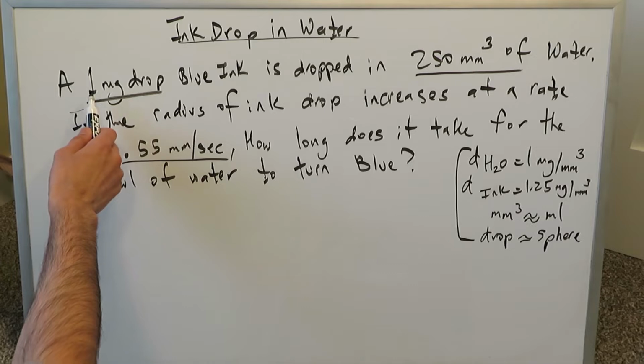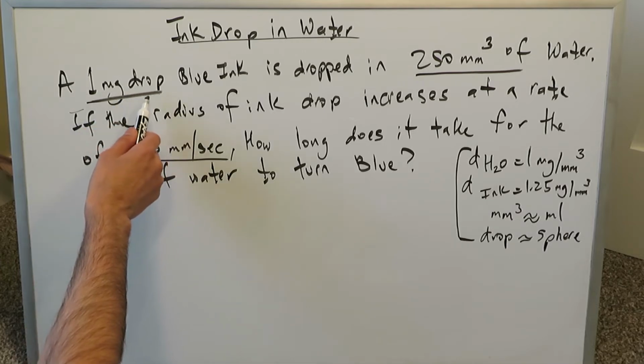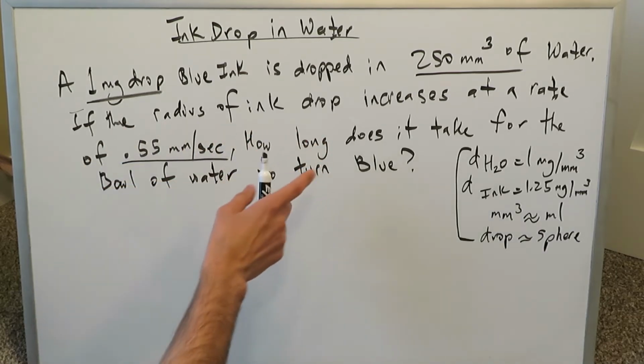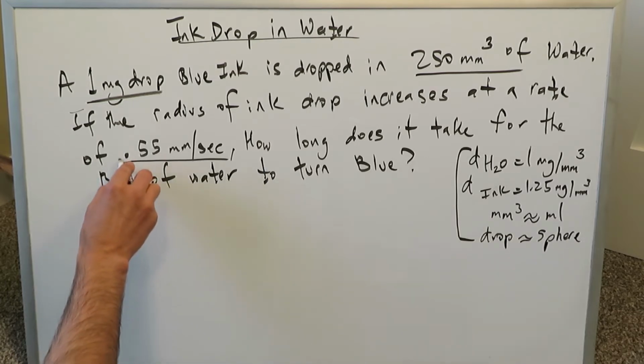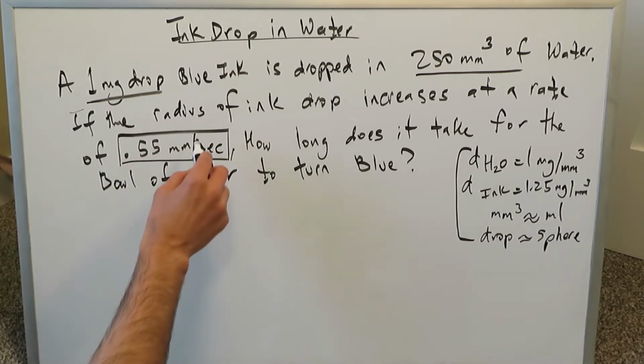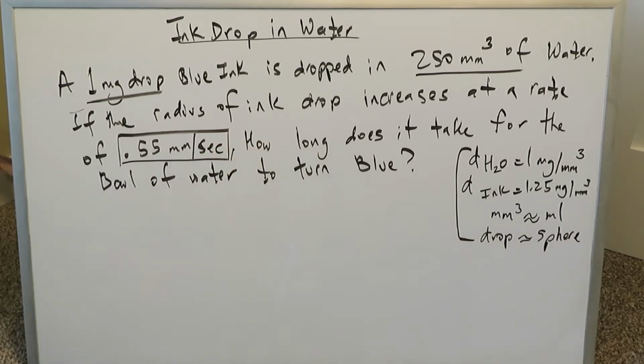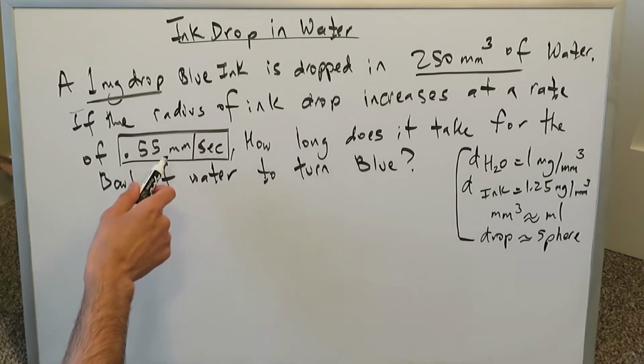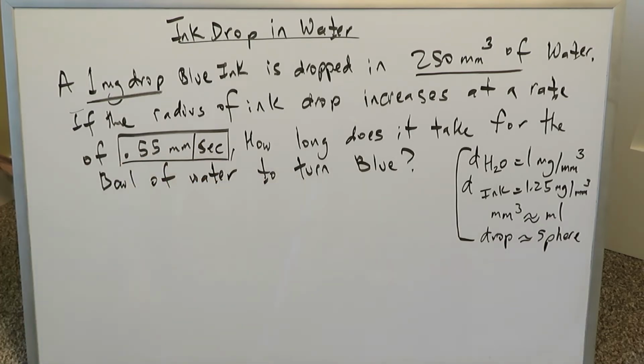What do we have highlighted here? We're starting with 1 milligram of this drop of blue ink. We have 250 millimeters cube of water, and assume it's the shape of a bowl. We're not necessarily talking about a cup of water, we can be talking here about a bowl of water. And if the radius of the ink drop increases at a rate of 0.5 millimeters per second. So as you drop this drop of ink in water, it slowly expands, and the rate at which the radius expands is 0.5 millimeters per second. So how long will it take for this bowl of water to turn blue?